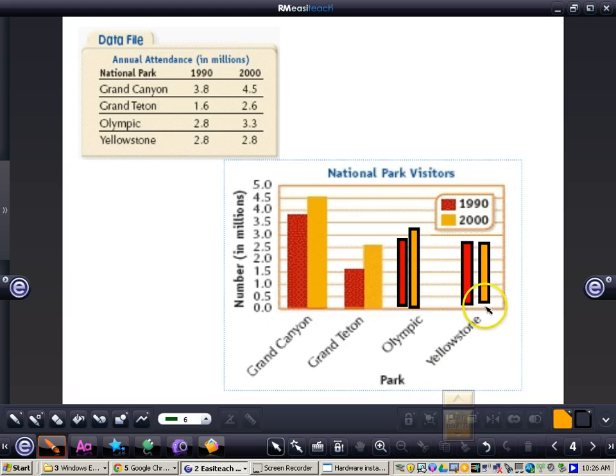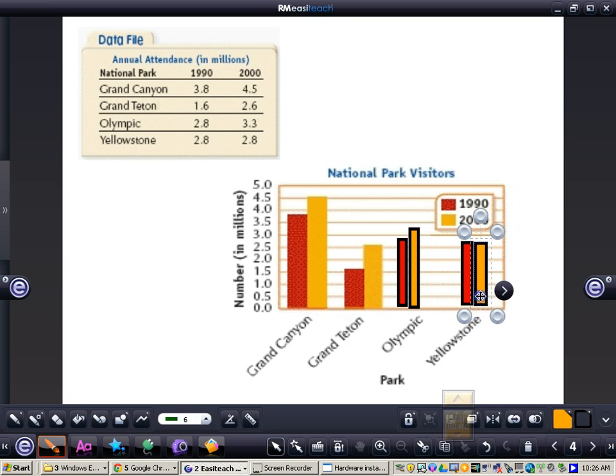Okay, I can even expand these a little bit bigger here. Okay, so we can see the data from this double bar graph shows that the largest amount of attendance by any park overall was the Grand Canyon, because you can see the double bar graphs go higher than any other double bar graph that represents the attendance from the different parks.